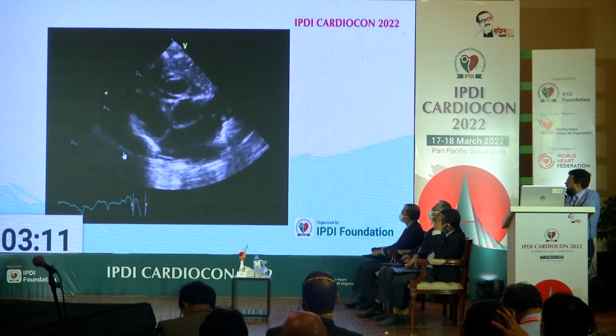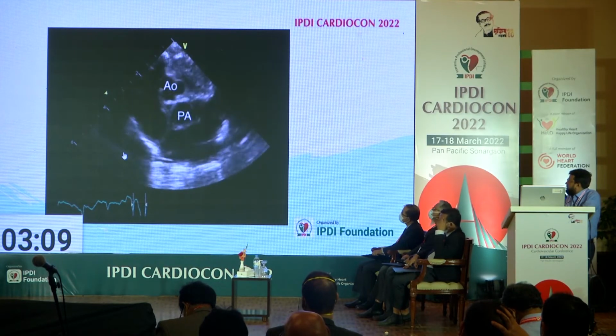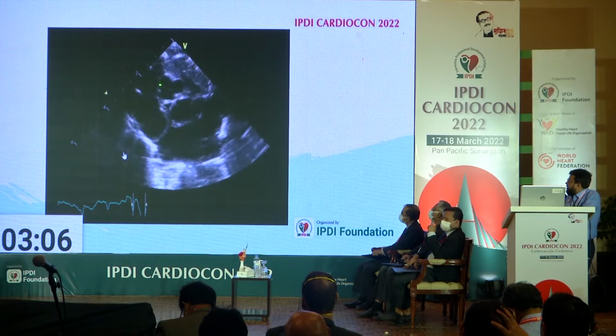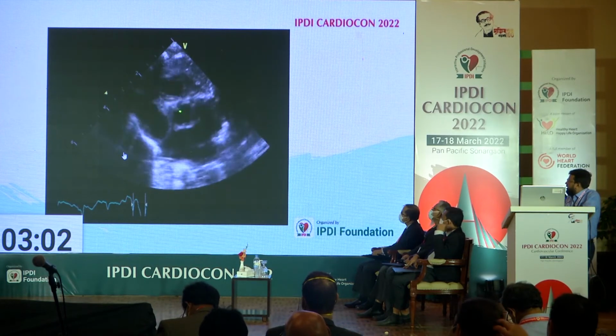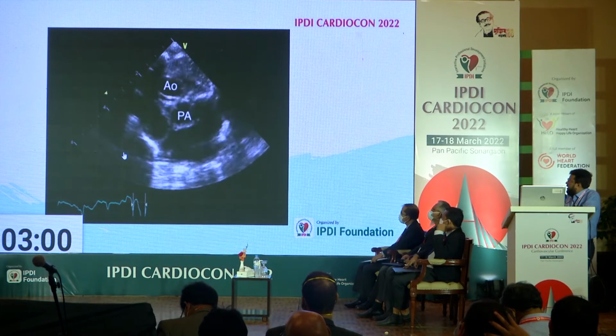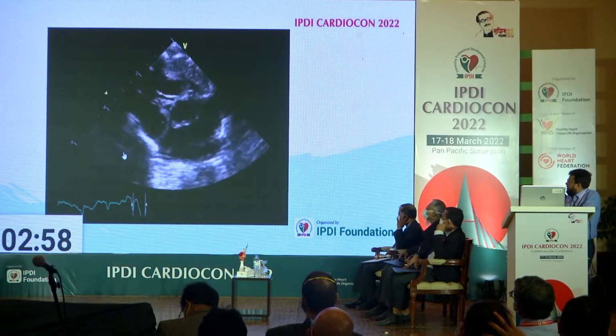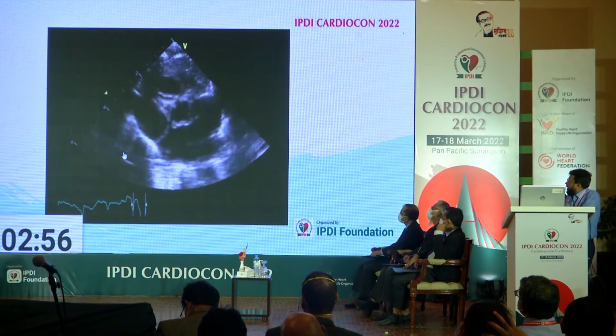Next, this is the parasternal short axis view at great vessels level, which showed two parallel circles in which the aorta is positioned anterior to the pulmonary artery. Normally, the pulmonary artery is situated anteriorly and wraps around. This is ventriculo-arterial discordance.